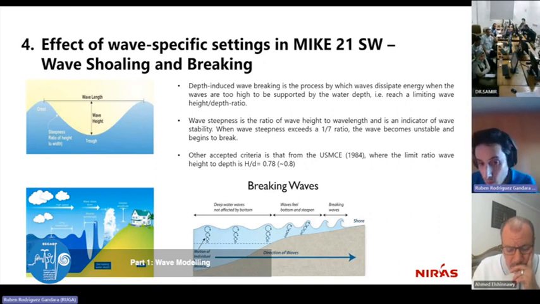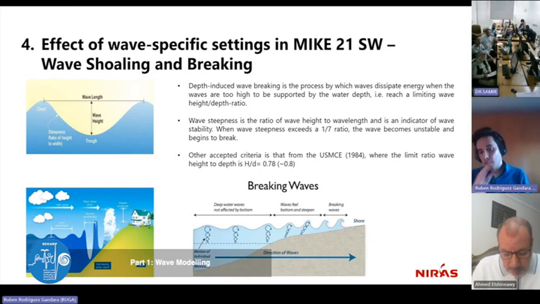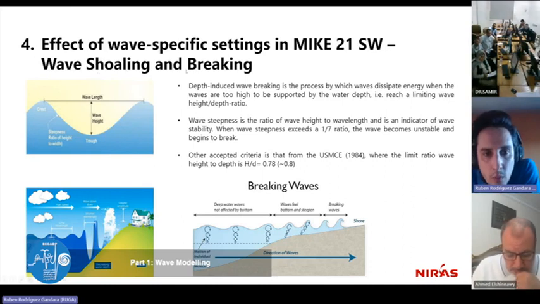There will be a moment when the steepness of that wave, which is the ratio between the wave height and the wavelength, tells you that the base of that wave is so narrow that the water molecules cannot hold the weight of the wave, and then it will collapse. So this is the main wave breaking control parameter, the steepness. If your steepness goes above a certain ratio, they will break. Wave shoaling and wave breaking.